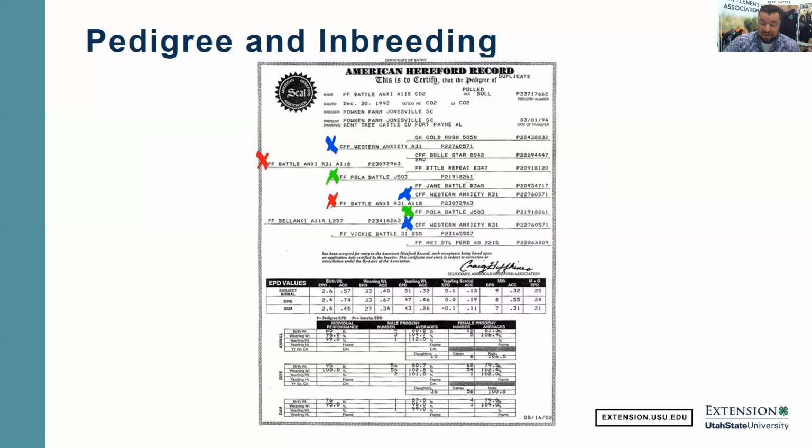Now, this CFF Western Anxiety is not only a paternal grandsire, but it's also a grandsire two times over on the maternal side. The more concerning thing about this pedigree, not only because we've got all this inbreeding here, is FF Battle ANX1 R31118. That is the sire of this individual, but it is also the sire of the dam of this individual. So in this particular pedigree, we have a father-daughter mating. Being that there is a little bit more inbreeding on the back end of this pedigree, this is something we could be aware of when we're looking at our pedigrees going forward.